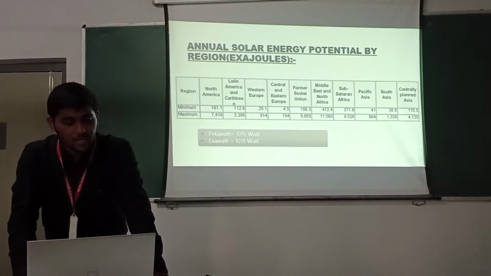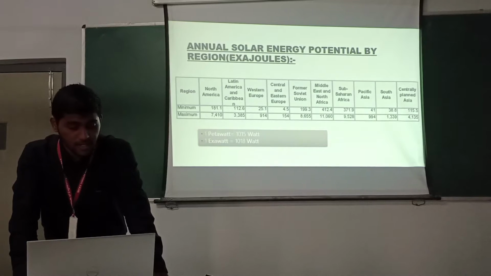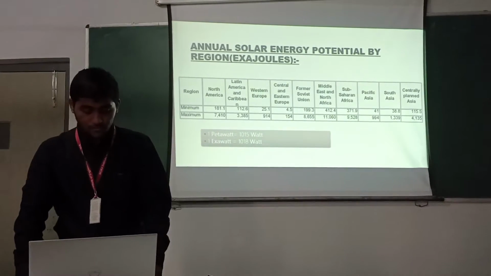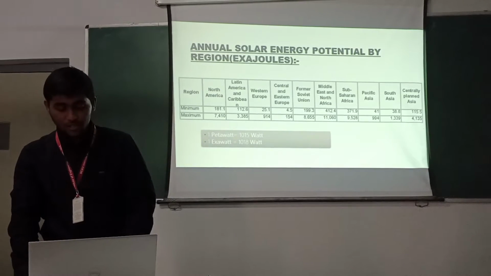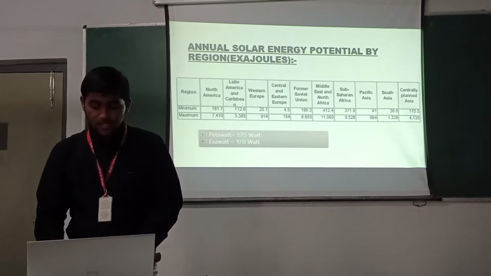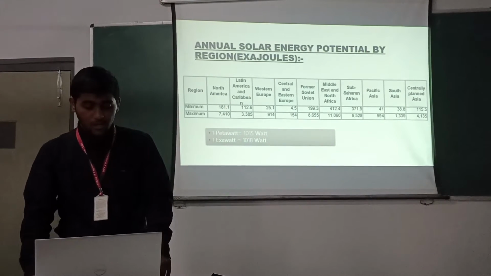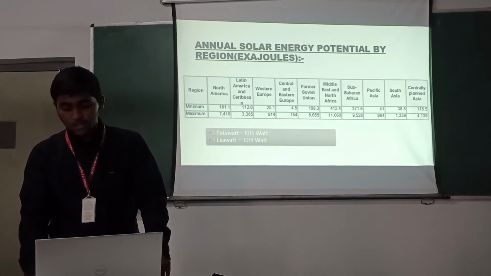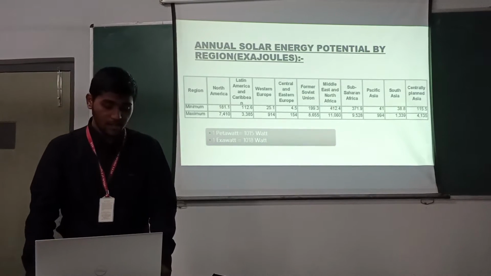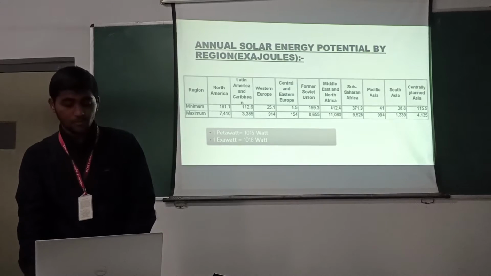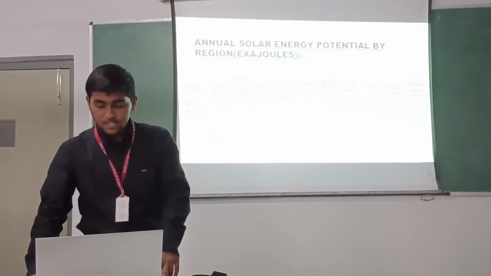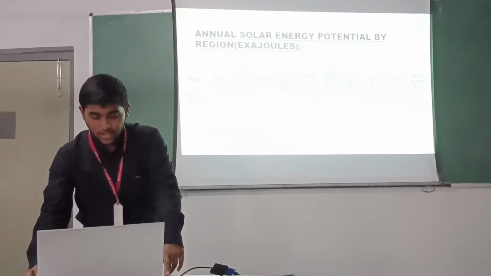And the maximum solar potential of North America is 7,410, Latin America and Caribbean 3,385, Western Europe 940, Central and Eastern Europe 154, former Soviet Union, which is now divided into many countries as I said earlier, 8,655. Middle East and North Africa 11,060, Sub-Saharan Africa 9,528, Pacific Asia 994, Southeast Asia 1,339, and Central Asia 4,135.